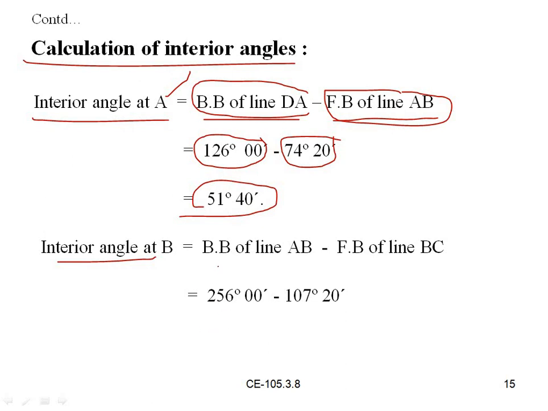Here, back bearing of line AB minus forward bearing of line BC. So after calculation of interior angle at A, now we have to calculate the interior angle at B. We have to calculate each and every point where the local attraction is not affected, using corrected bearings. Okay, this we have to keep in mind.